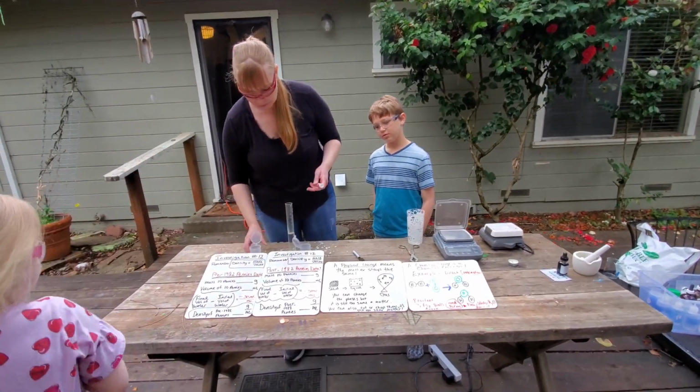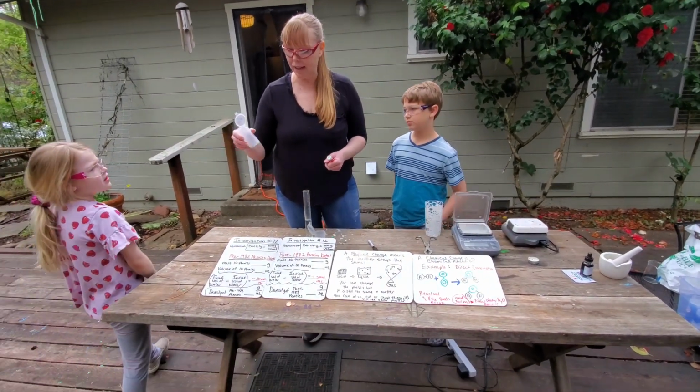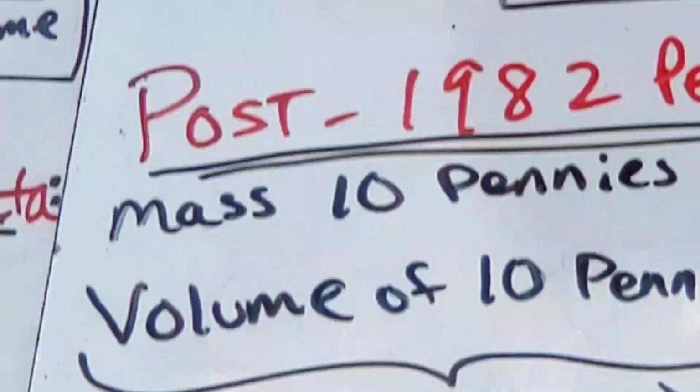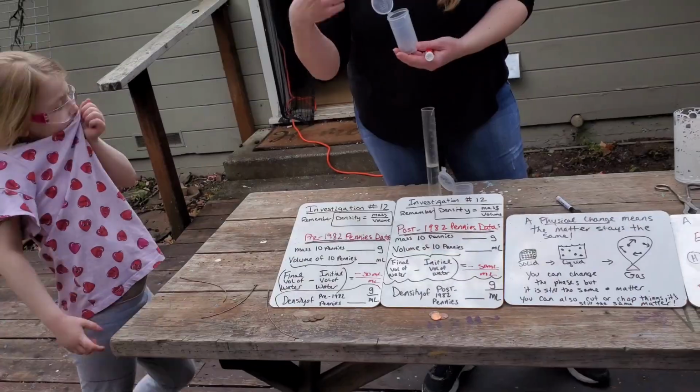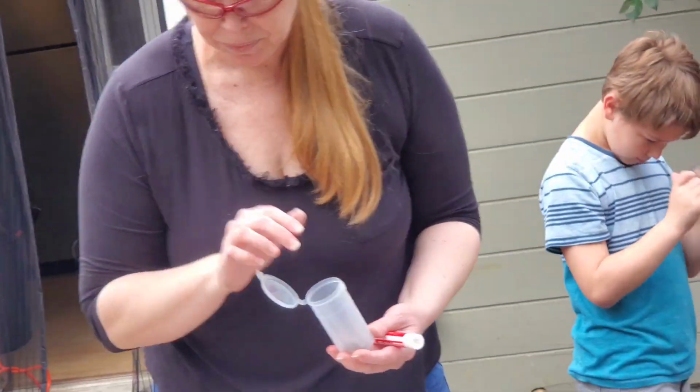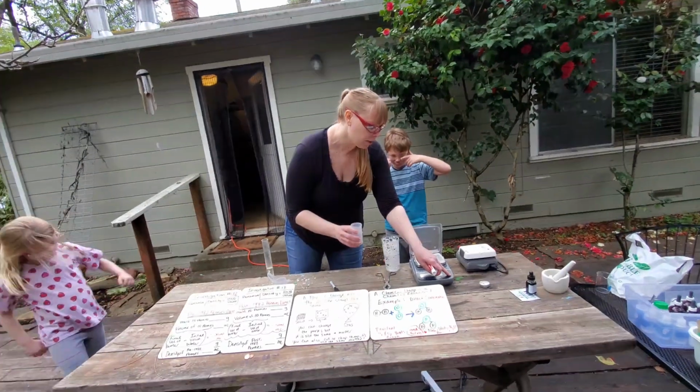Okay, so first thing we're gonna do is we're gonna have to do the mass of the pennies because we're gonna look at the density. Density, guys, is a physical property of matter to tell you what type of element is inside of it, or maybe what type of chemical. So Troy, you're gonna help me out here.